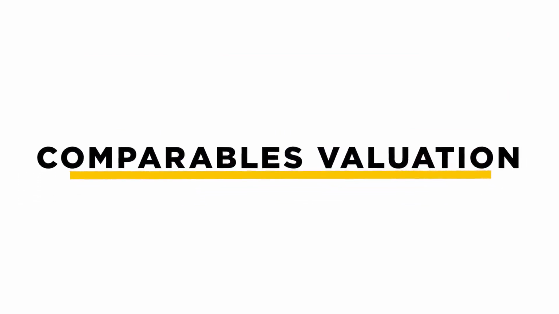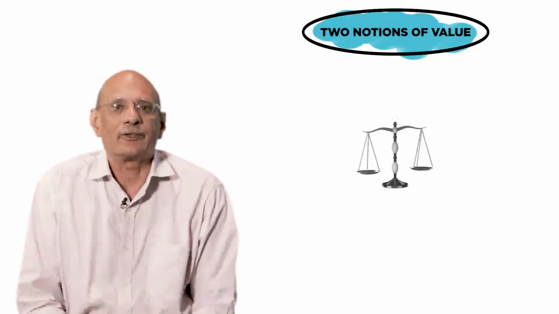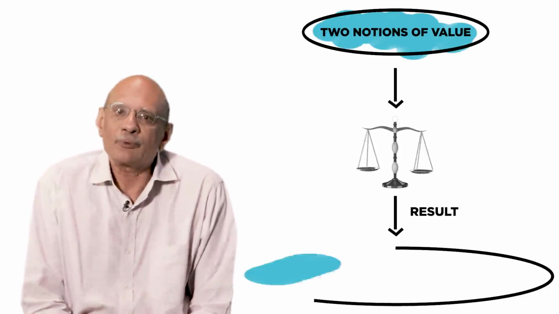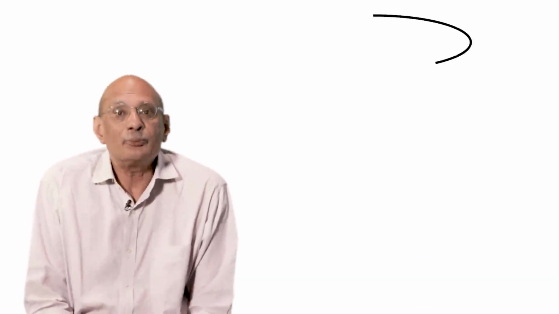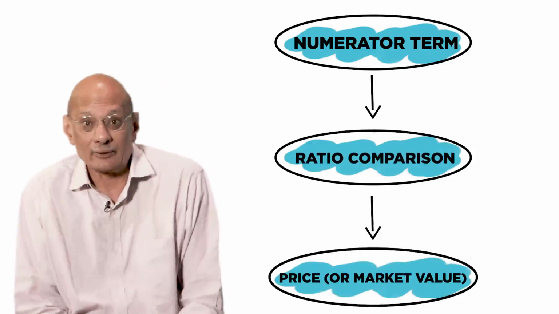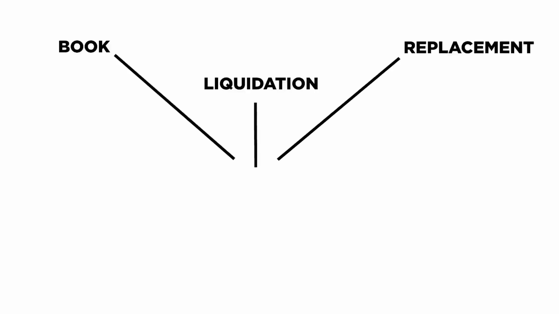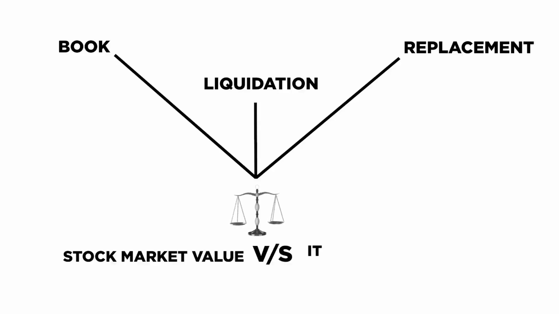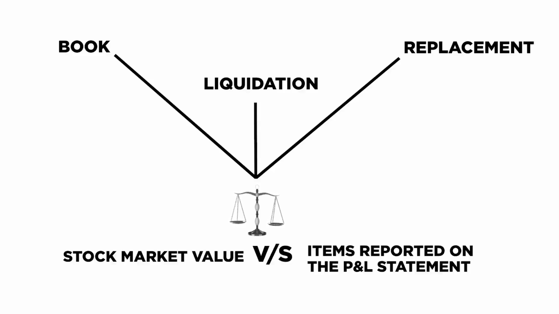More generally, let's talk about comparables valuation. What you've seen above is termed valuation by comparables. You take two notions of value, compare them with each other, and arrive at a sense of what some group of assets is possibly worth. The numerator term in this ratio comparison is usually always price or market value. Instead of book or liquidation or replacement in the denominator, we can also compare this stock market value directly with items reported on the profit and loss statement of any company.